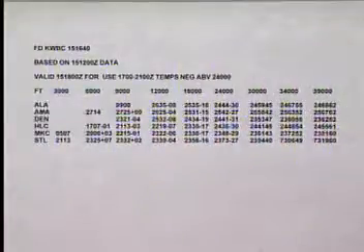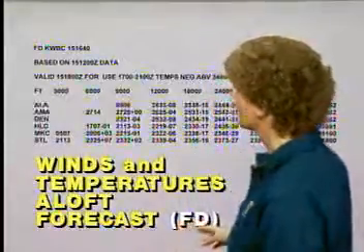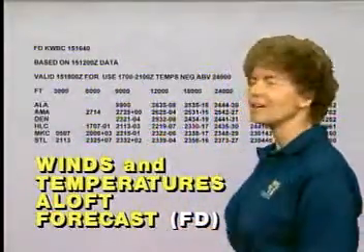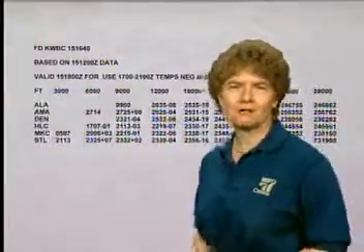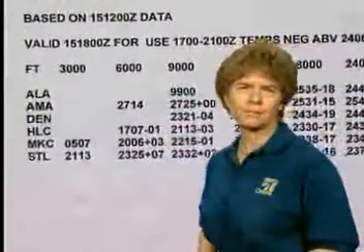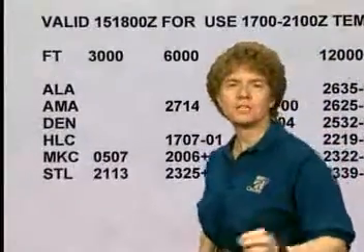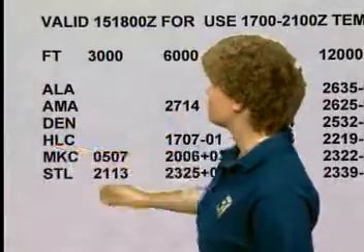So as you might guess, the weather folks have designed a table to give you everything you always wanted to know about winds aloft, but were afraid to ask. It's called the Winds and Temperatures Aloft Forecast, or FD for short, and it's produced twice a day. So let's take a look at the Winds Aloft Forecast for Hill City, Kansas, HLC, and see how to read it. Now the table shows the station identifiers down the left, and HLC is the fourth one down.